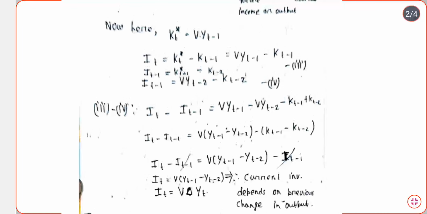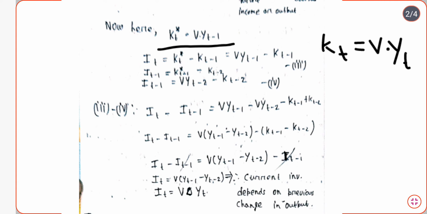Now if we include the lag, then kt star is not v into yt. If we include lag, then kt star is basically v into yt minus 1. That means our optimum capital stock will be equal to a proportion of the previous year's output. That means in the earlier section kt was basically v into yt. What do you mean by v into yt? It basically meant that our optimum capital stock, that is kt, is a proportion, v is a proportion, of the current year's output.